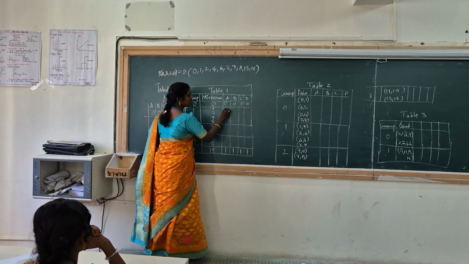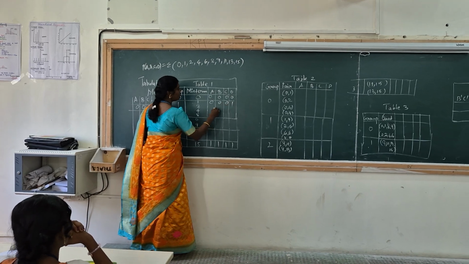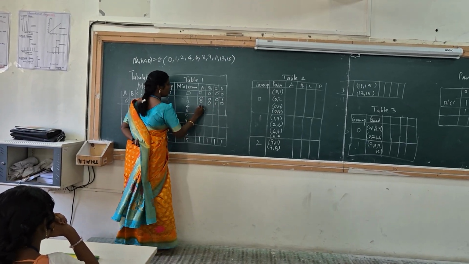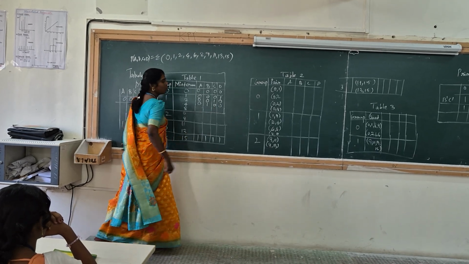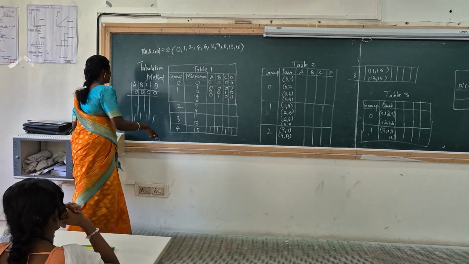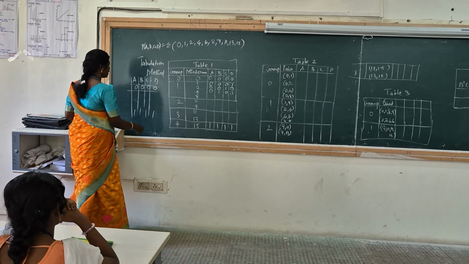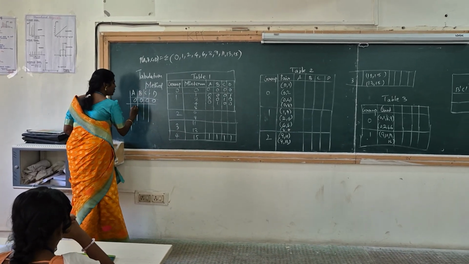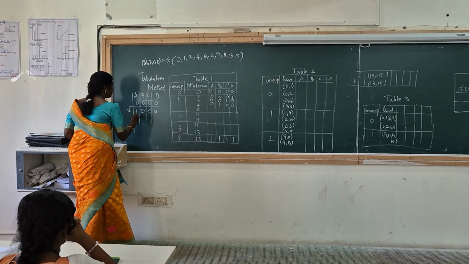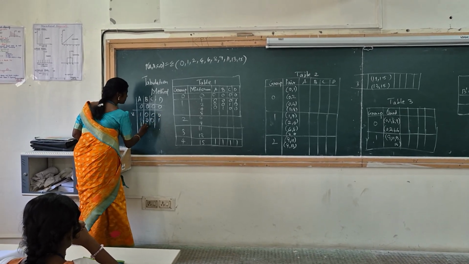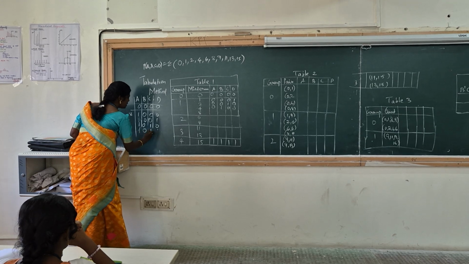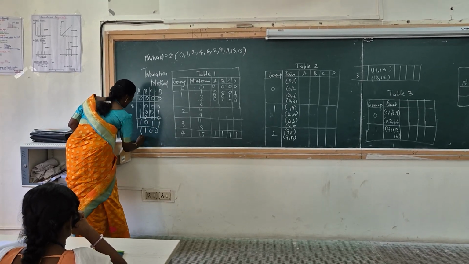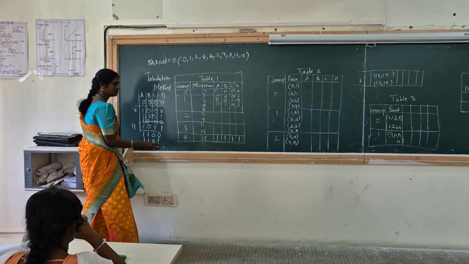Similarly, keep writing the min term representation of each one. For 1 it is 0, 0, 0, 1. For 2 it is 0, 0, 1, 0. For 4, 0, 1, 0, 0. Please complete this on your own. Or else, at least write from 8 to 13: this is 9, this for 10, this for 11, this for 12 and this for 13.